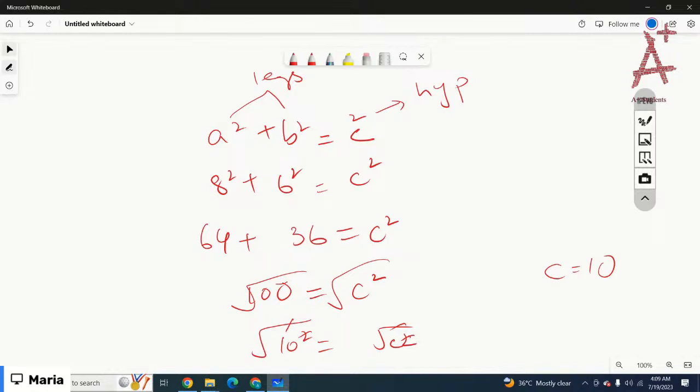Okay. So the correct option is C equals 10.